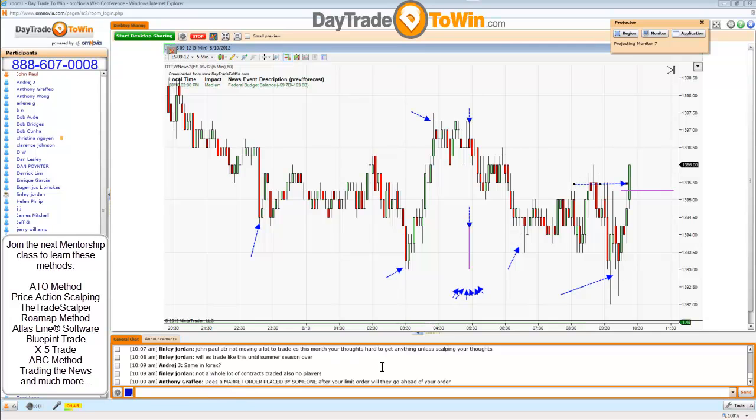It's slow, Finley, absolutely. Let's take a look at some questions here. Usually summer months, Finley, are typically slow. So Finley says here, John Paul, ATR not moving a lot to trade ES this month. Hard for scalping or hard for trading. It's typical in summer months for the market to be slow. But I'm going to get back to that in a second because I do have some thoughts on that as well, because I don't think, Finley, it's going to be like this for too much longer. Okay. Andre, it's the same in Forex, absolutely.